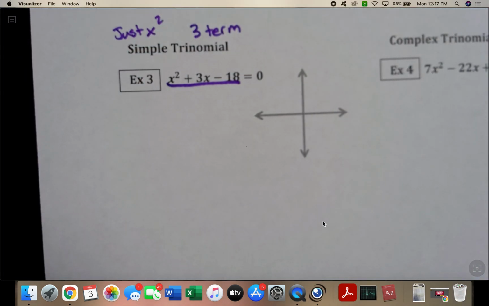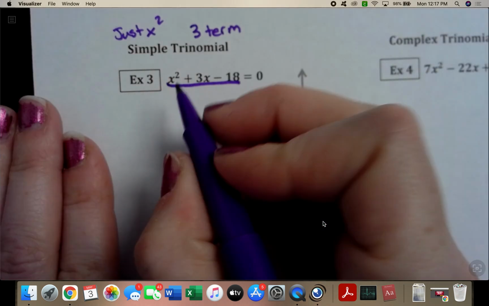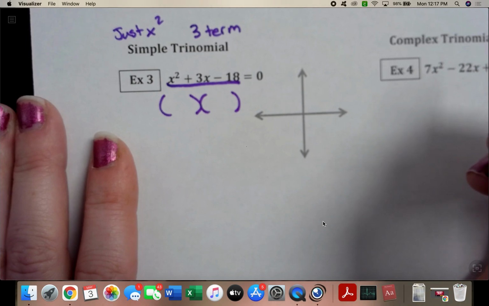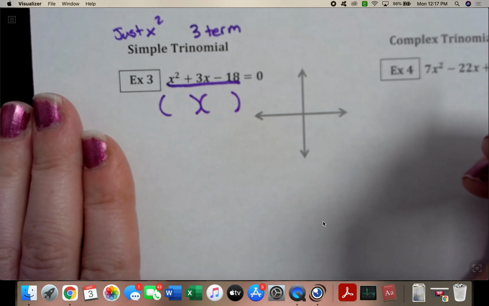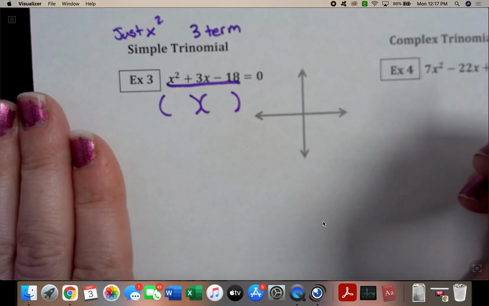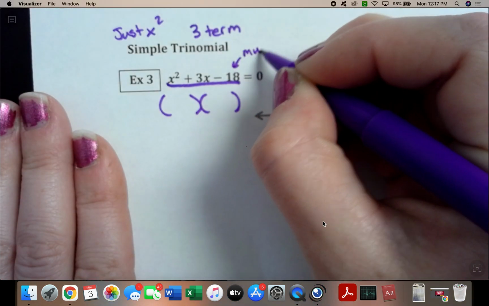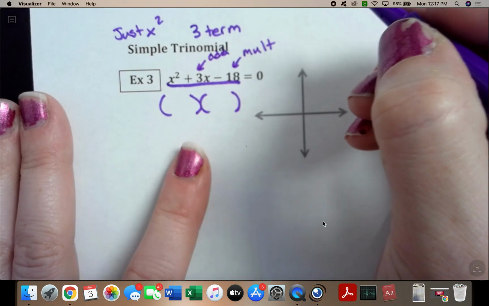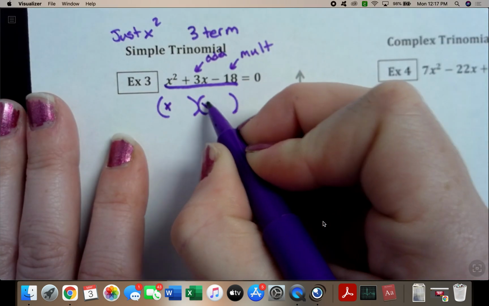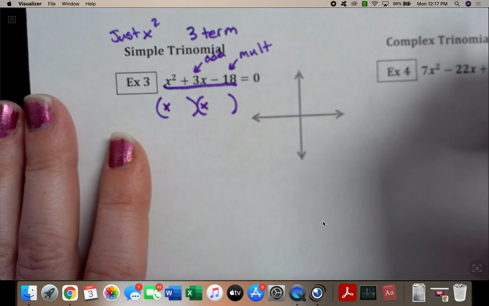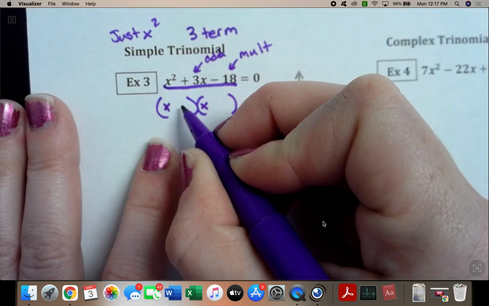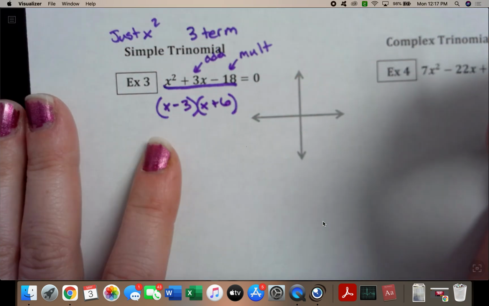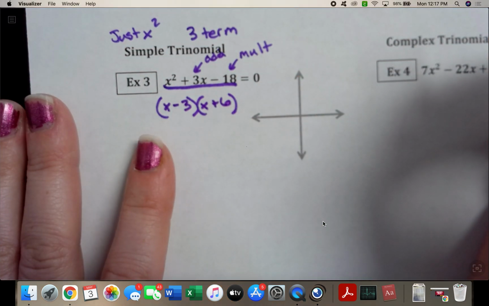So the strategy here is very easy. One number you're multiplying to get, one you're adding to get. What are you multiplying to get? The big one, negative 18. Negative 3 and 6: multiply to get negative 18, add to get 3. We have to have x in both spots. It has to be negative 3 and positive 6, because we want positive 3 when we add them together.